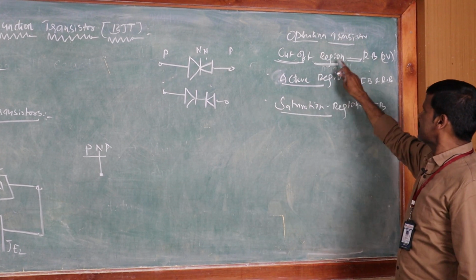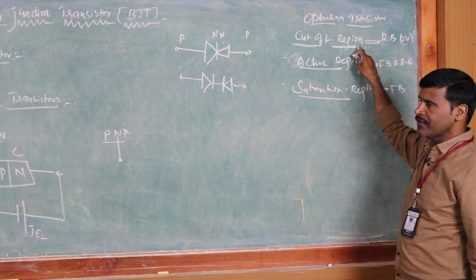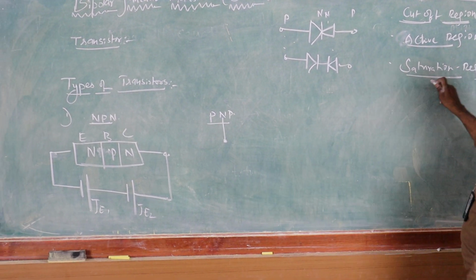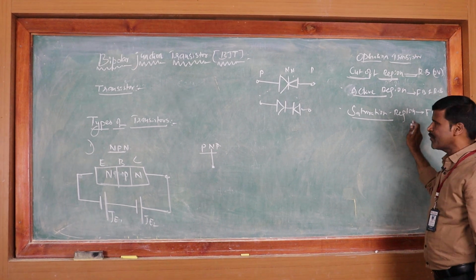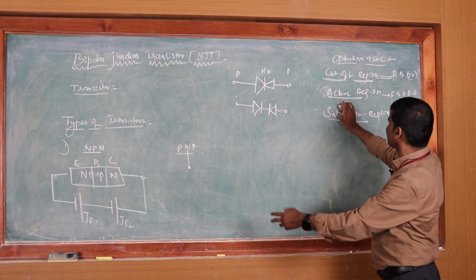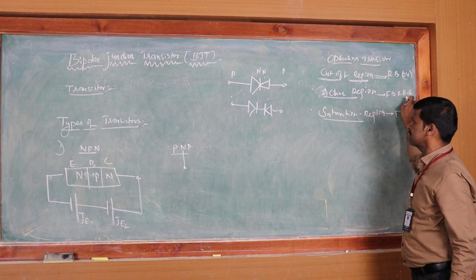In the cutoff region, both the input junction and output junction must be reverse biased. In the saturation region, the emitter junction and the collector junction are both forward biased. In the active region, the input junction must be forward biased and the output junction must be reverse biased.